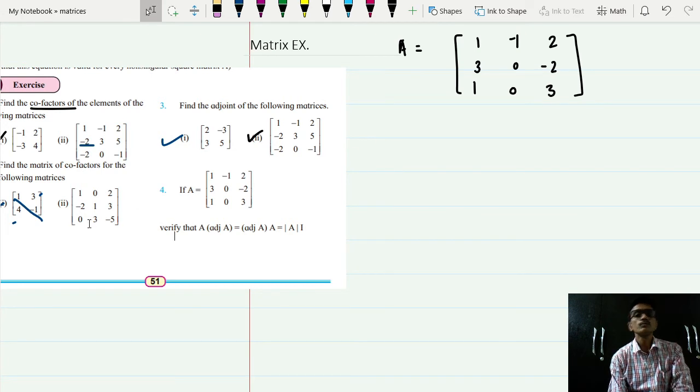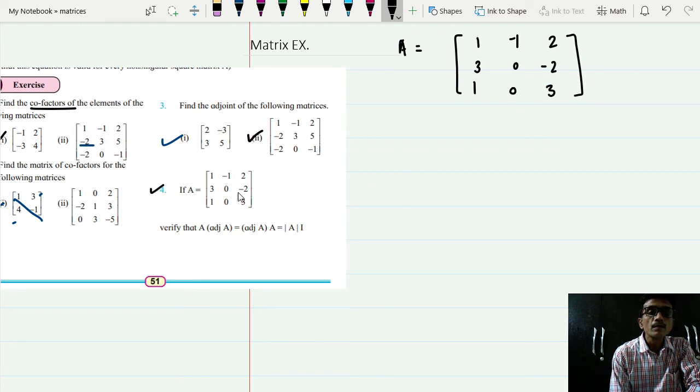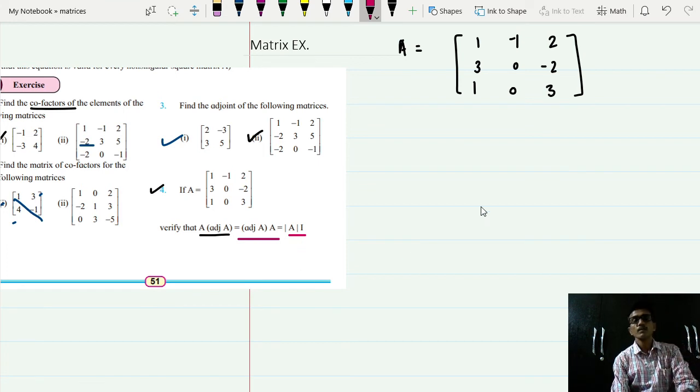Now we will do the fourth question. What is in the fourth question? Here the A matrix is given and we verify that A into adjoint of A is equal to adjoint of A into A, and it is equal to determinant of A into I. So this is a property and we will verify it by taking this particular example. This is true for any matrix. So we will verify this property.